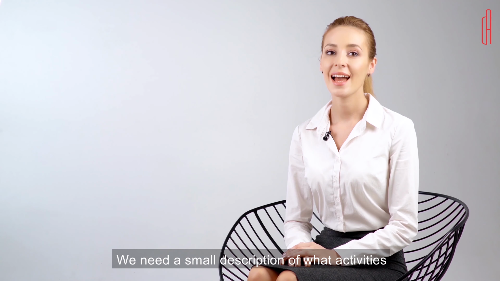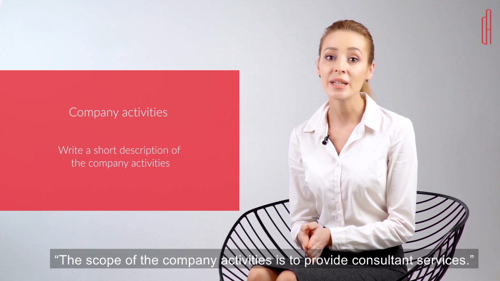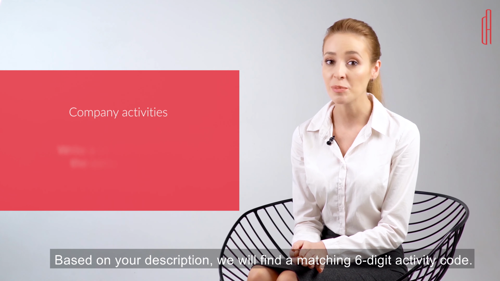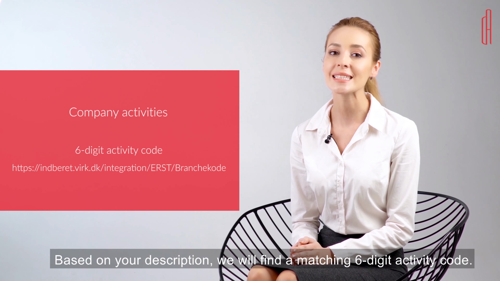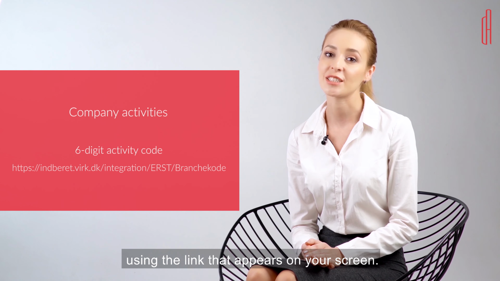We need a small description of what activities the company will be involved in. The description is public, so keep it short and precise. 1 or 2 lines is enough. It could be something like, the scope of the company activities is to provide consultant services. Based on your description, we will find a matching 6-digit activity code. You are also welcome to try and find your activity code using the link that appears on your screen.